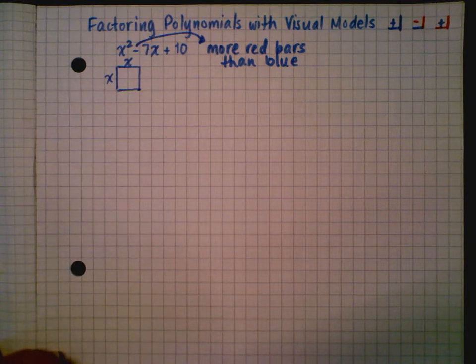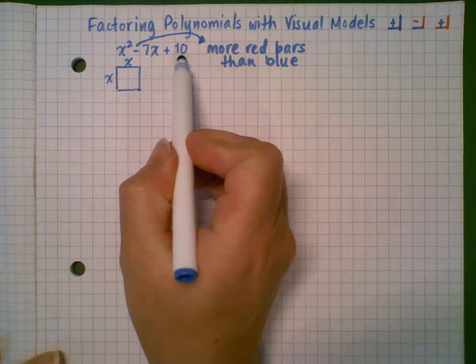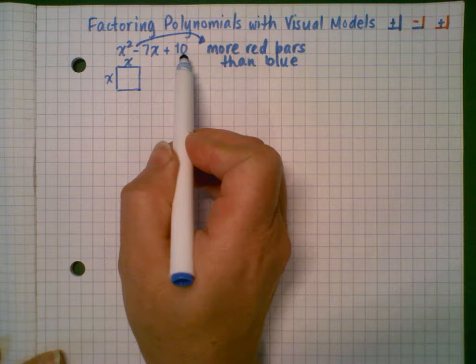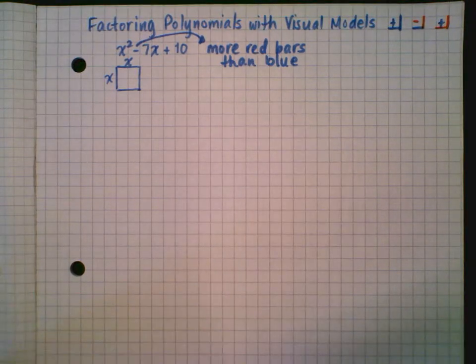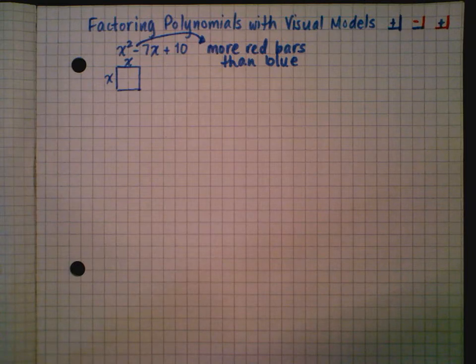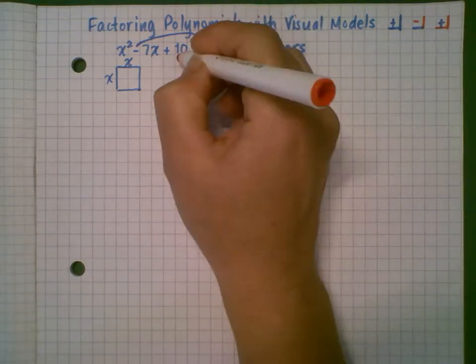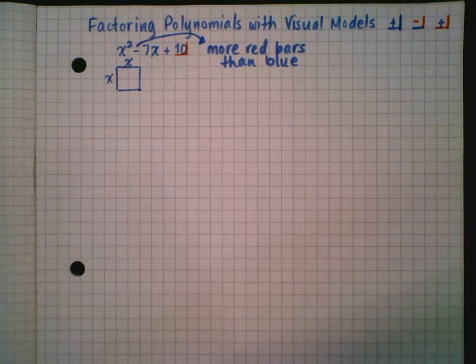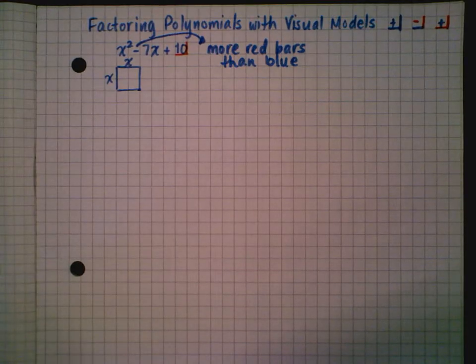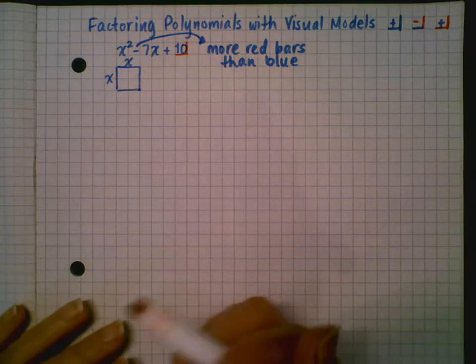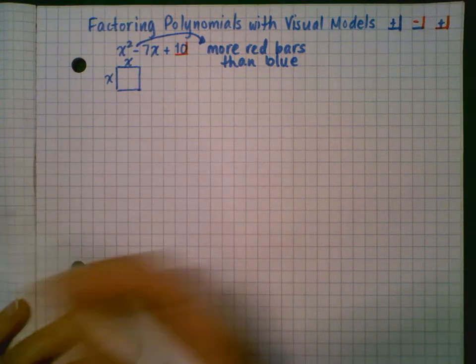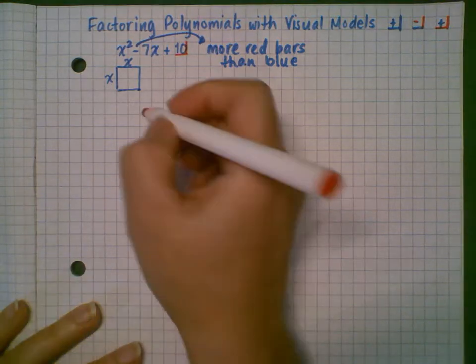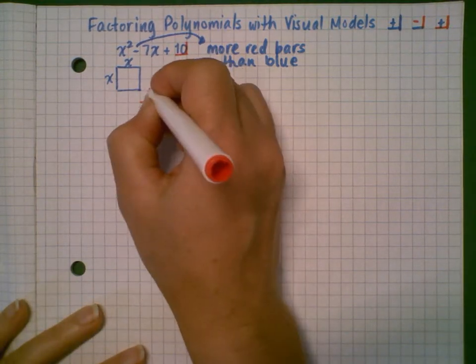The second piece of information that I've got is that the constant term is a positive. So if the constant term is a positive, but I've got red bars, the only way that's possible is if my 10 is being generated by multiplying two negatives together. So I'm going to use the color to represent that information. In my diagram here, I've already got my positive x squared. Now I'm going to represent my positive 10 using negative times negative.